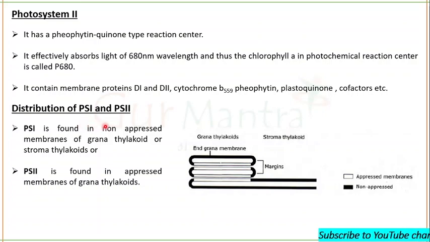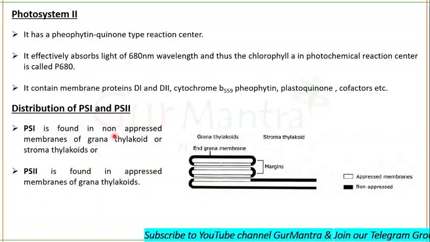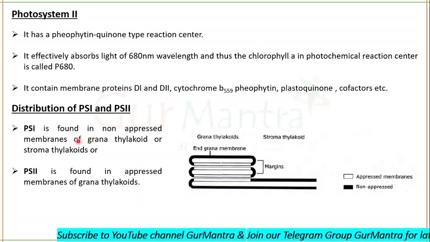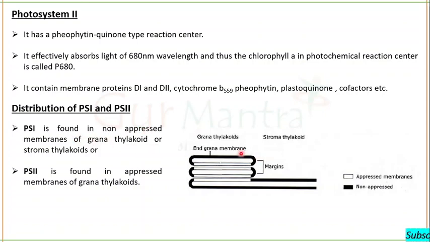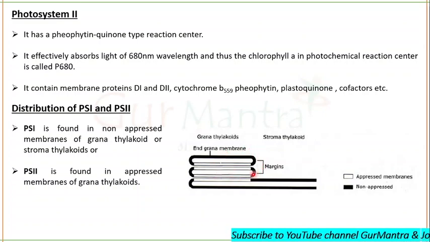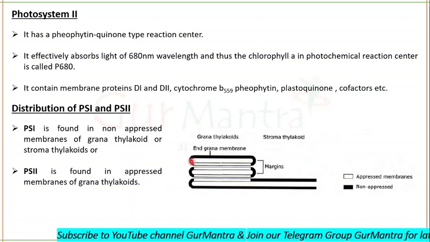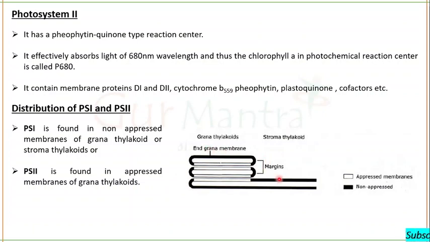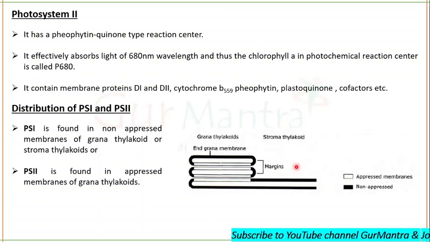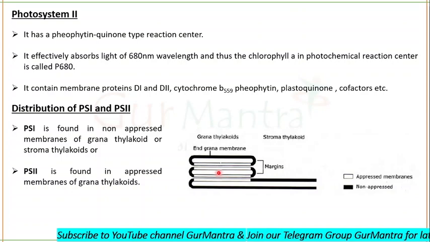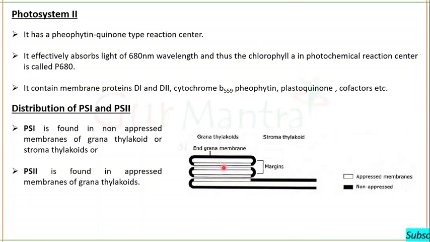Distribution of photosystem 1 and 2. Photosystem 1 is actually found in all the non-appressed members of the grana and thylakoid. Let's check it out. See, this is the non-appressed part. The black one is the non-appressed part. So in all the non-appressed part, even in the stromal thylakoid, or we call it the stromal lamellae or thylakoid lamellae, photosystem 1 will be present, while photosystem 2 is found in the appressed part of the thylakoid membrane.